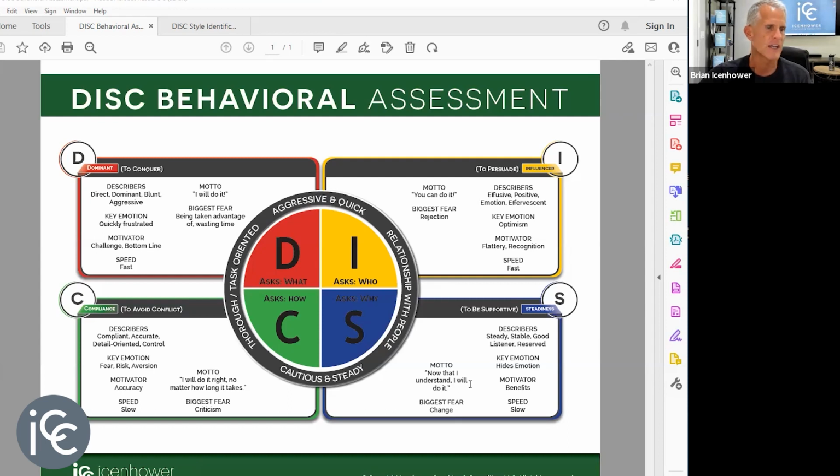Notice how when I'm talking about an S, my rate of speech starts to slow down, because they are much more slow talkers. They analyze things a little bit more. They're motivated by benefits. They're the only logical person out of all four. They're not motivated by flattery. They're not motivated by a challenge. They're motivated by, what do I get out of this? They are the true logical approach.